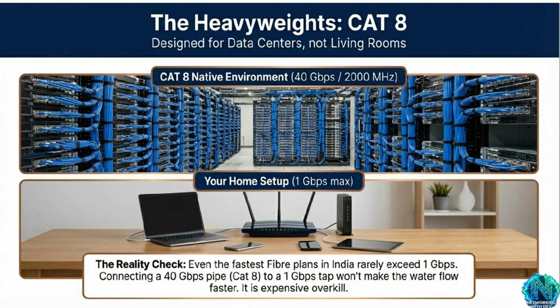Here is the reality check. Even the fastest residential fiber plans in India rarely exceed 1 gigabit per second. Plugging a 40 gigabits per second pipe like Cat8 into a 1 gigabit per second internet tap won't make your water flow any faster. It is expensive overkill for a home setup.